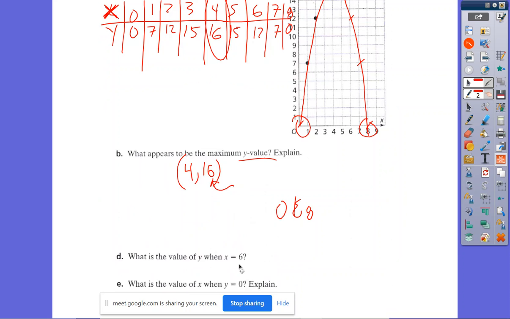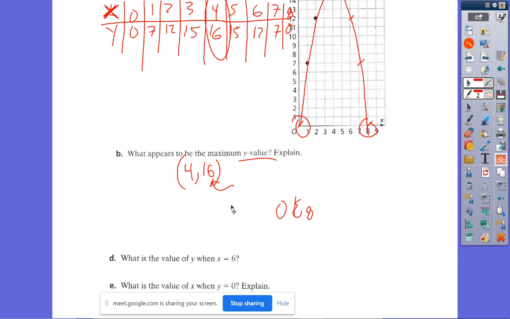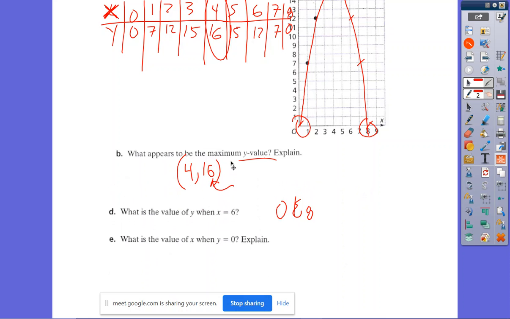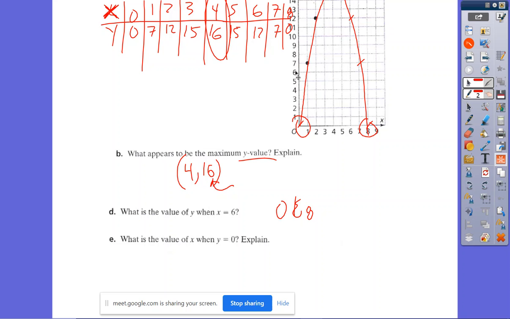There it is. Do I have a C? Ah. Continue the graph. Oh, we did see. We did see. All right. So D. When x is 6, y is 12. Okay. Is that right? Yeah, it is 12, isn't it? That's right. Okay. All right.